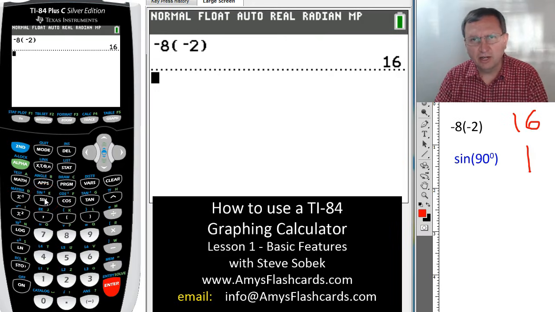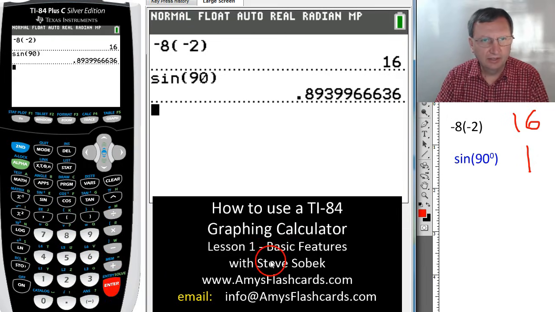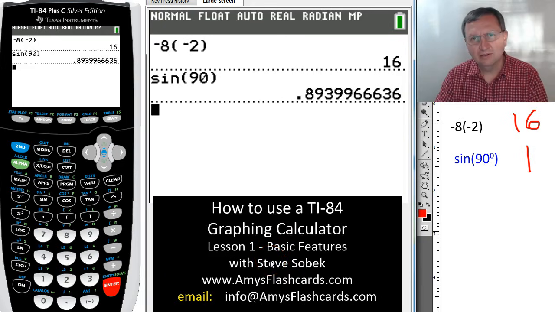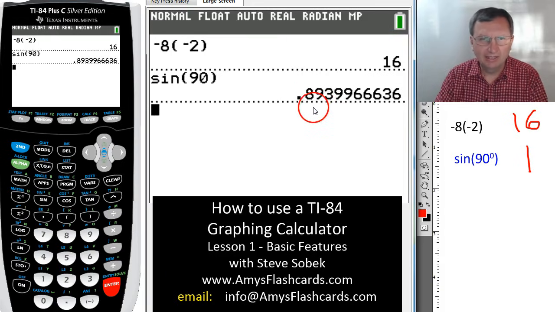Get ready to be shocked. I'm going to type in sine of 90 and hit enter, and oh, it doesn't say 1. Some people might be thinking, wow, this calculator is not very accurate. I mean, that's pretty close to 1, but it ought to do better than that.